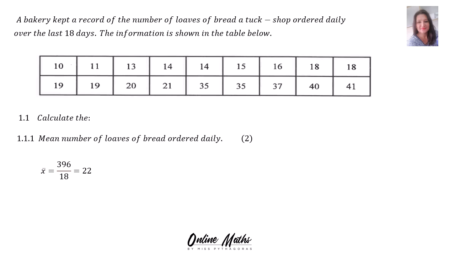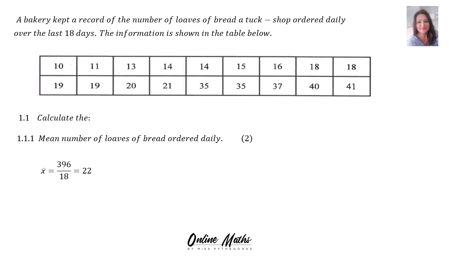A bakery kept a record of the number of loaves of bread a tuck shop ordered daily over the last 18 days. The information is shown in the table below. Calculate the mean number of loaves of bread ordered daily. So mean is like the average.